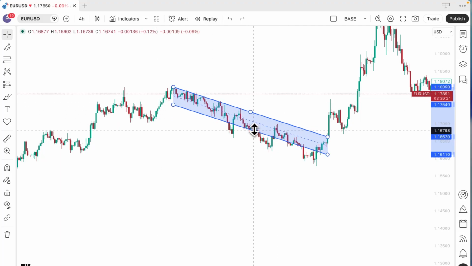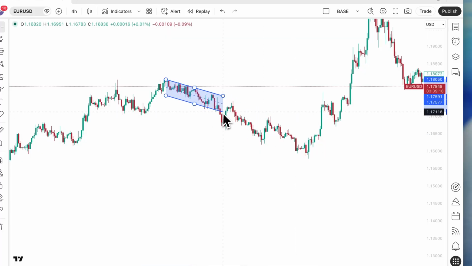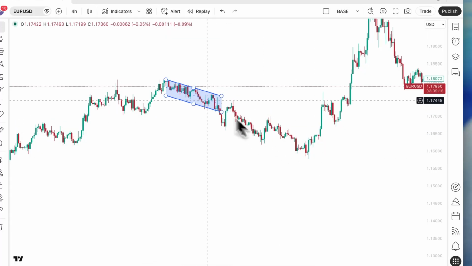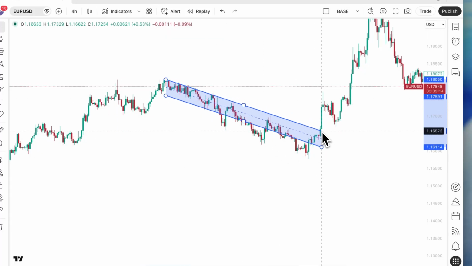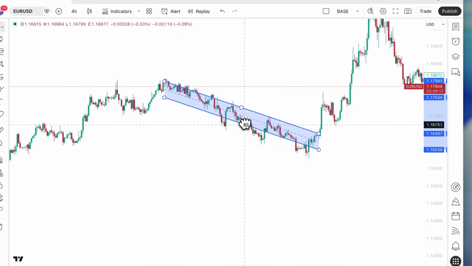If you prefer, you could have made this into a downwards moving channel as well. Once it broke below, the price action moved lower. But in our view, this is slightly more appropriate.